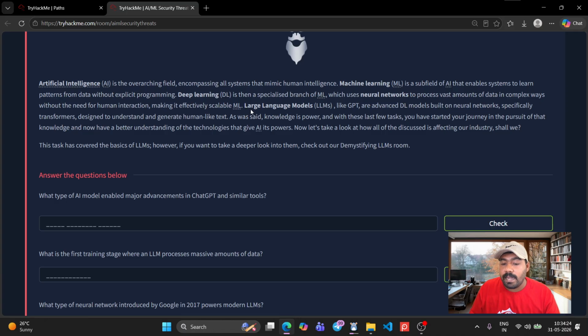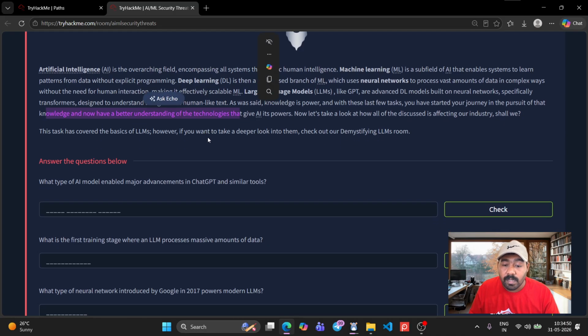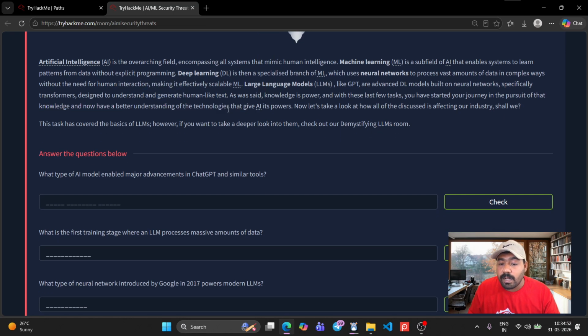And then LLMs, large language models. These are GPT-like advanced DL models built on neural networks, specifically transformers, designed to understand and generate human-like text. As was said, knowledge is power. With these last few tasks, you have started the pursuit of that knowledge and gained a better understanding of the technology that gives AI its power.